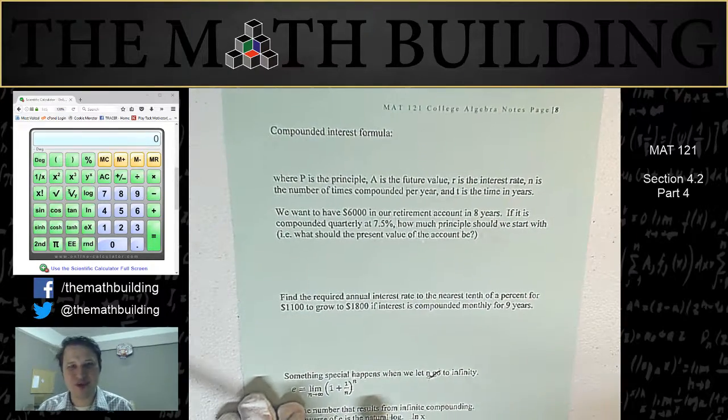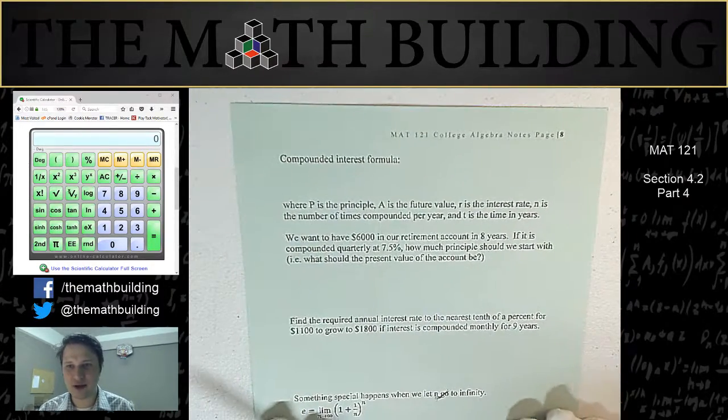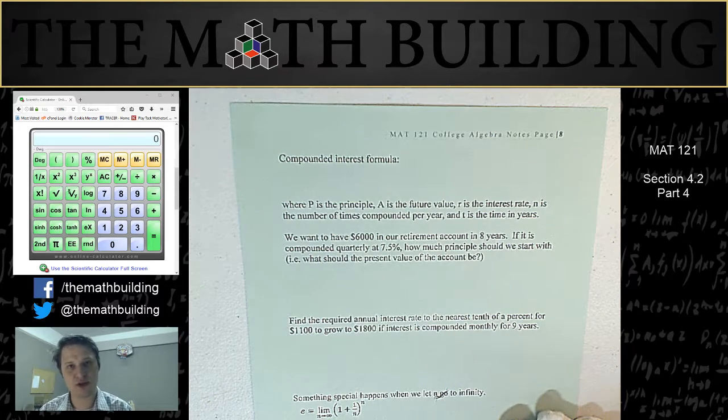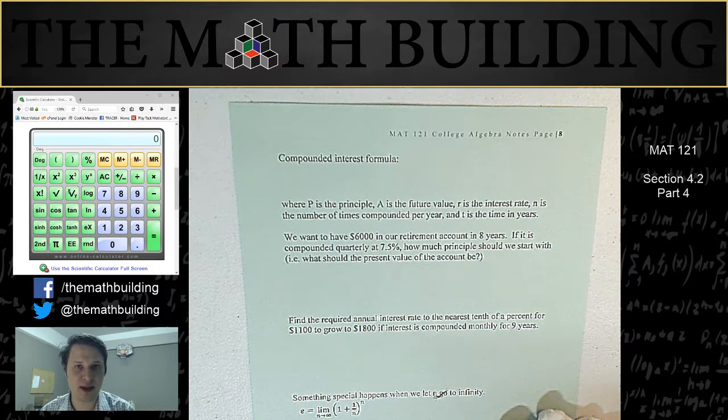All right, let's wrap up section 4.2. I'm Gregory Carlson. Let's look at a few application problems of exponential growth.